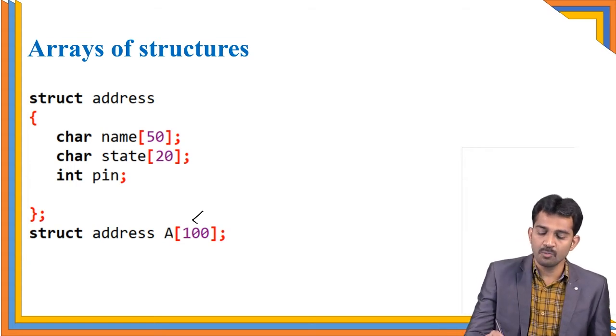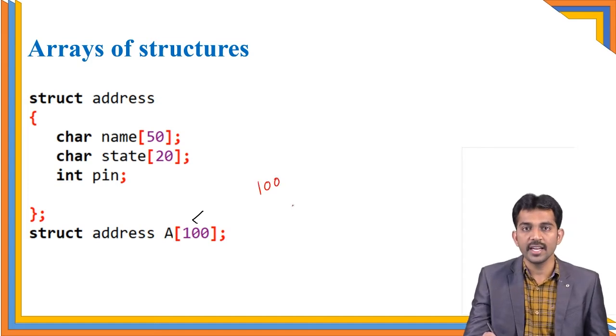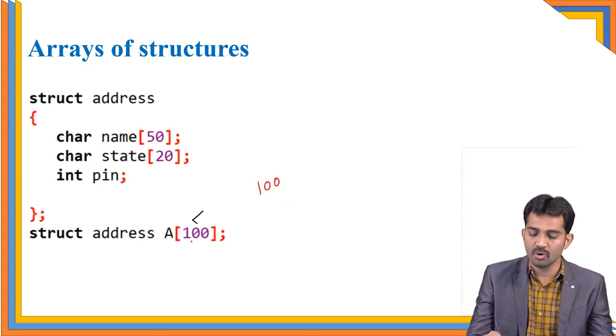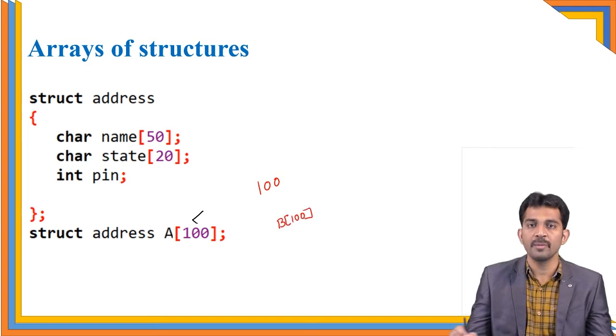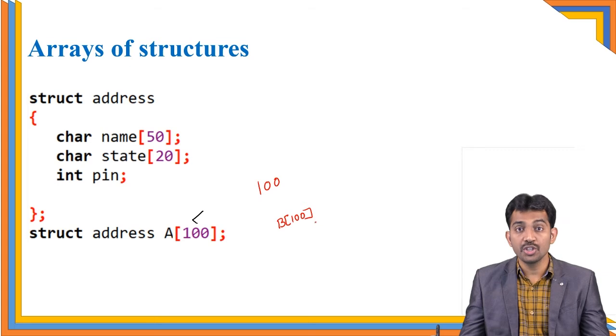If you want to store 100 book details, then simply you can create struct book b of 100 or 1000, whatever the requirement may be. You don't need to create each and every b1, b2, b3, b4.